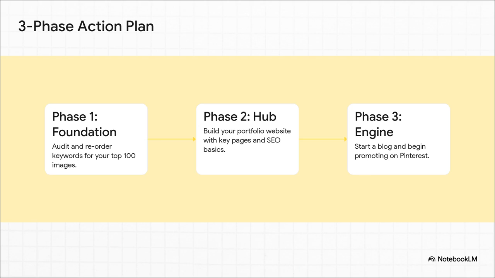That's it. Then, phase 2 is building your hub. Over the next couple of months, get that simple portfolio site online. And finally, phase 3, which is ongoing, is about starting that content engine. Just 1 blog post and a few promotional pins is all you need to get the flywheel spinning.